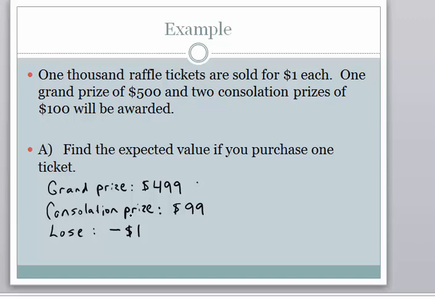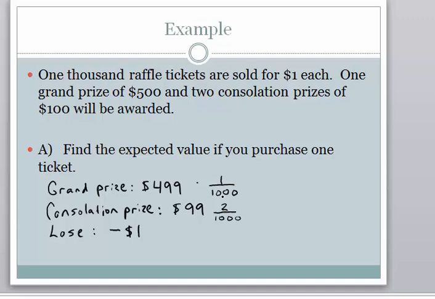So what are our chances of winning the grand prize? We know that there's only one of those. So there's 1 ticket out of 1,000 that wins the grand prize. So the probability of winning the grand prize is 1 out of 1,000. For the consolation prize, again, there are 1,000 tickets total. How many of those tickets win a consolation prize? They're giving away 2 of the consolation prizes. So we have 2 chances in 1,000 to win the consolation prize.